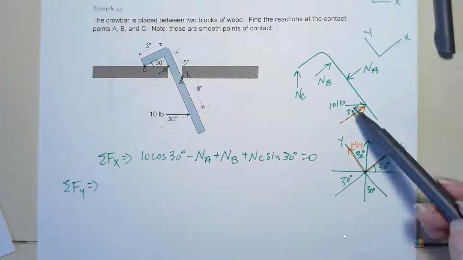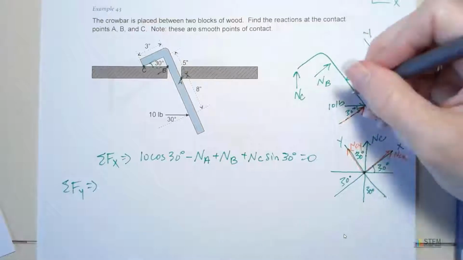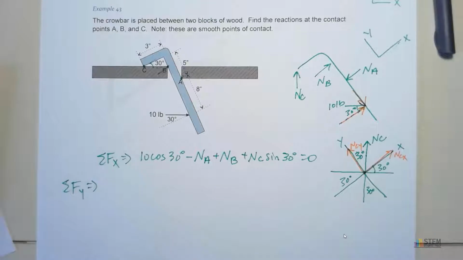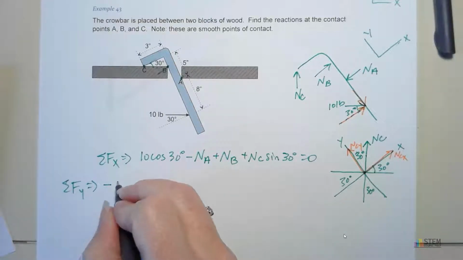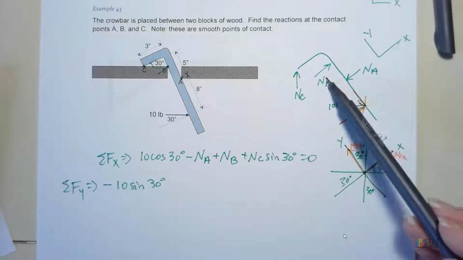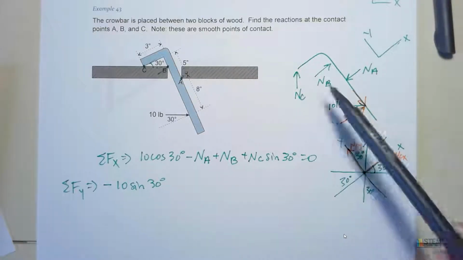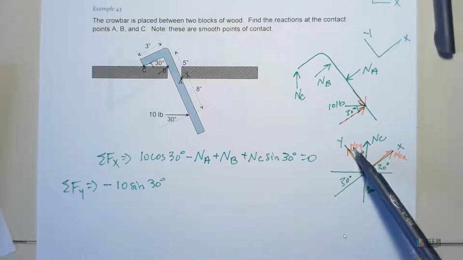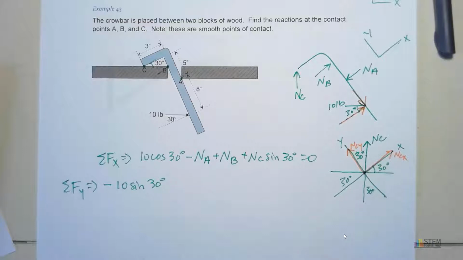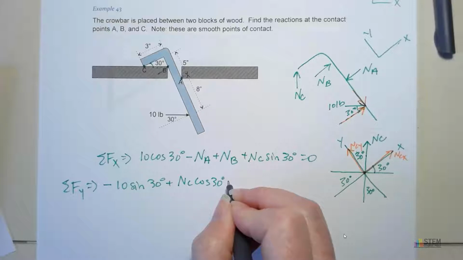So for this one, we've got a y component right here for the 10-pound force. That is going to be negative because it's down, so negative 10 sine 30. Now these two are just in the new x direction because they're parallel to this line. NC has a y component. We drew it right here. So this one is going to be NC cosine 30, and it's positive because it's going upward. Set that equal to 0.